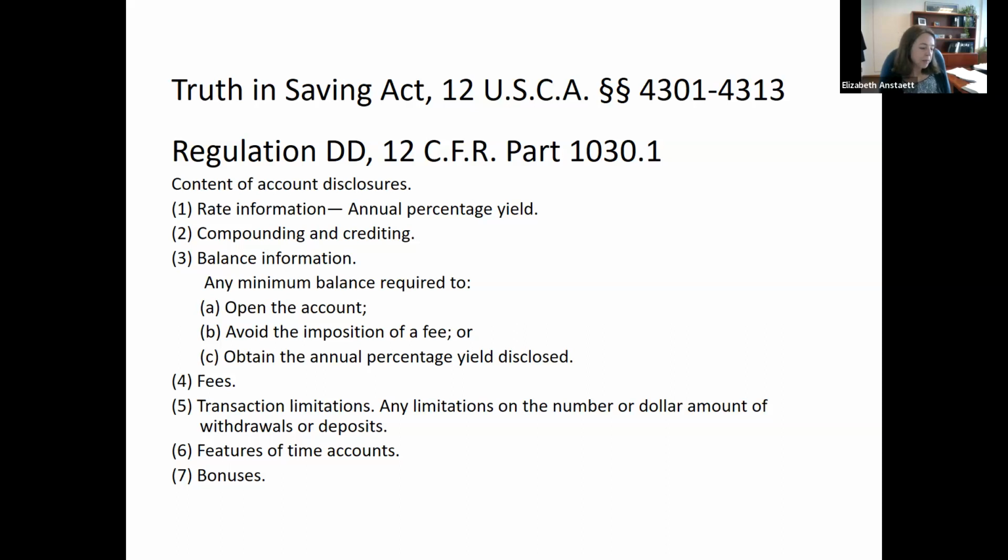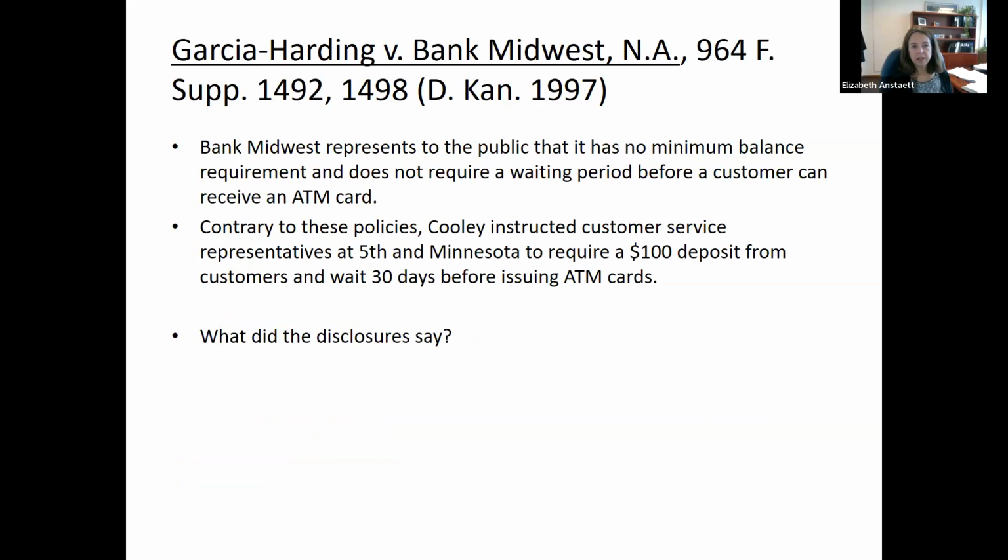And so that was in part the nature of our case that we read, the Garcia Harding case. Because in this case, although the case itself is a whistleblower sort of discrimination case, what's important to us from our compliance perspective is that we have a situation where we have a bank that is promoting, and their disclosures presumably say what they're promoting, which is that they have no minimum balance and no waiting period for ATMs. At a particular branch, the branch manager is instructing the tellers that there's a $100 deposit requirement to open an account and a 30-day wait for ATMs.